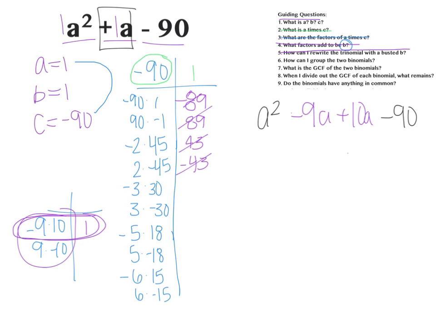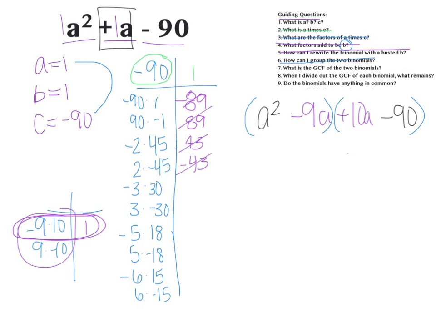So then my next question is, how can I group the 2 binomials? And this answer will always be the same. I'm going to group them as these 2, and then I'm going to group them as these 2. But be very careful that when you group that second one, you include this positive sign with the second group. So I'm going to put those parentheses right next to each other. So that's how I've grouped the 2 binomials.